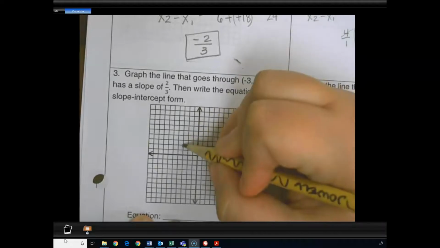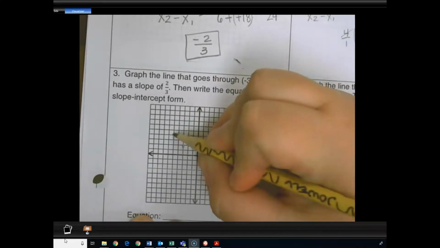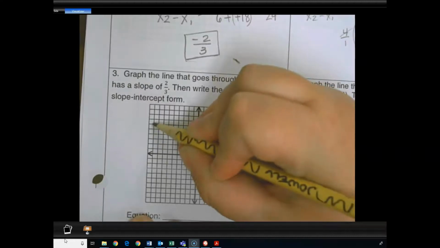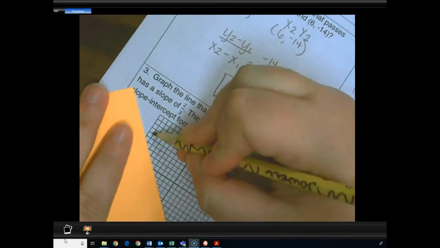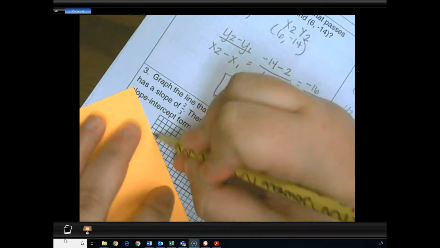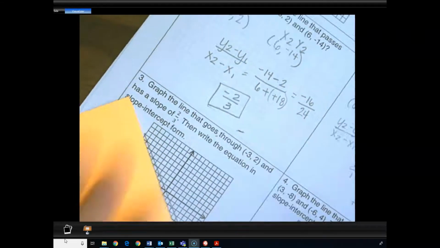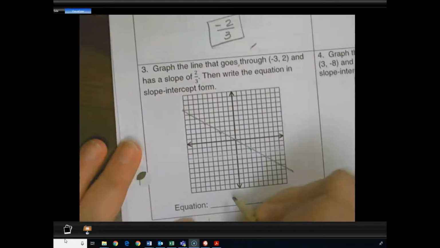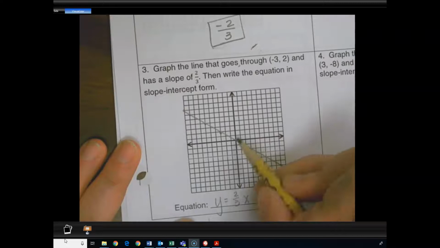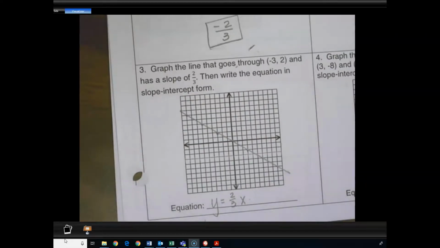I'll work a little backwards up here just to give myself a full graph. I know some of y'all aren't going to want to do that because you want to take the short way, but I encourage you to fill up the graph. Alright, there's my line. So my equation is y equals, well, my slope was 2/3, and then x, plus, it went through the origin, so it'd be plus 0, or I can just keep it as 2/3 x.